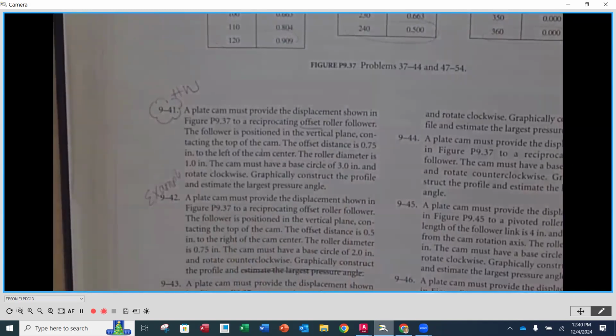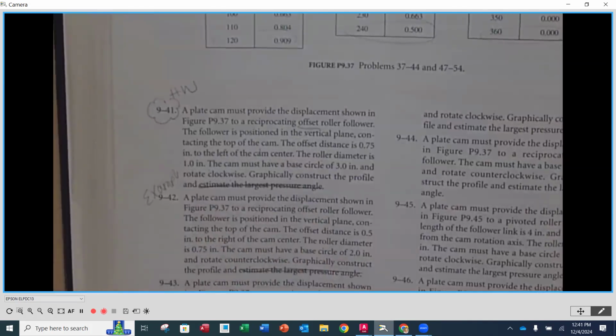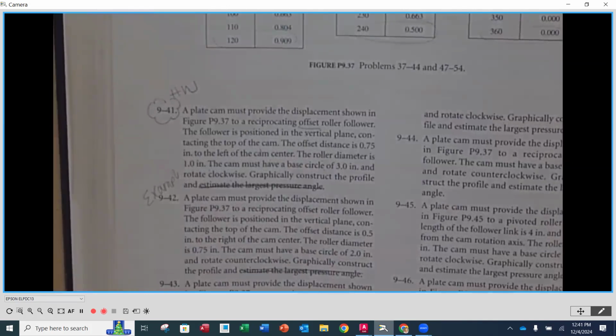So you generate counterclockwise. Graphically construct that profile. You do not need to estimate the largest pressure angle. Okay, so you can just take that off, just the cam profile.